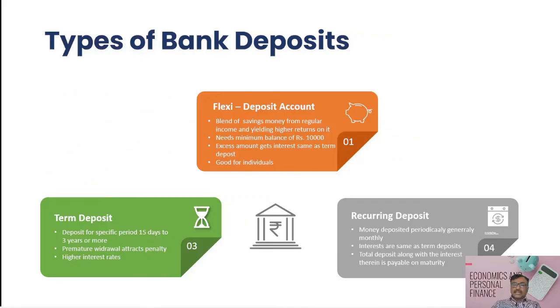These are the different types of bank accounts or bank deposits that you can use. You might be aware of these types of bank accounts. One of them that may be new to you is the flexi deposit account, which combines features of a savings account and a term deposit. To open this account, you typically need to keep a minimum balance of around 10 to 25,000 rupees in the bank. In State Bank of India, the minimum balance is 25,000 rupees. Any additional money you have above this amount automatically becomes a term deposit.